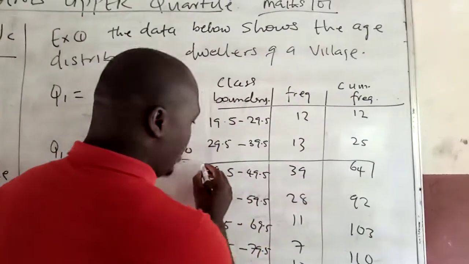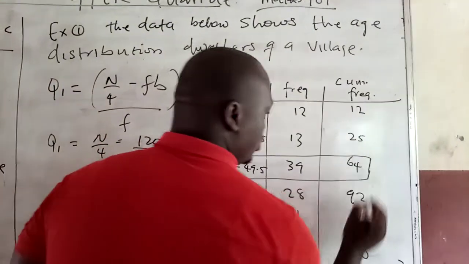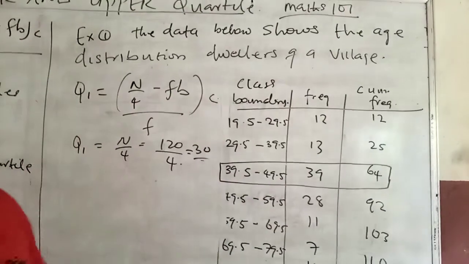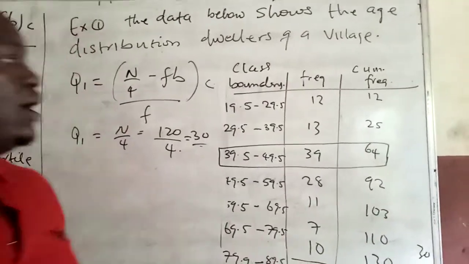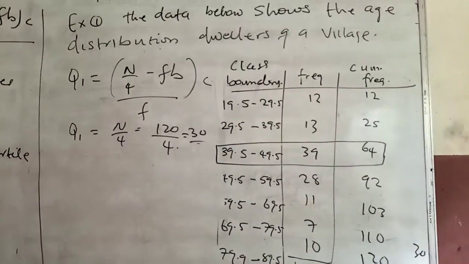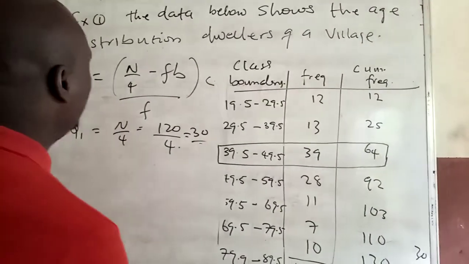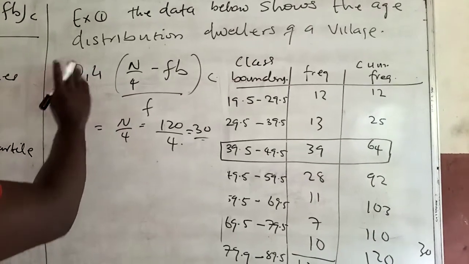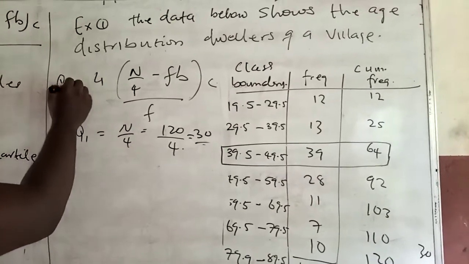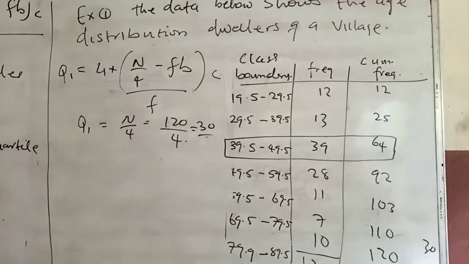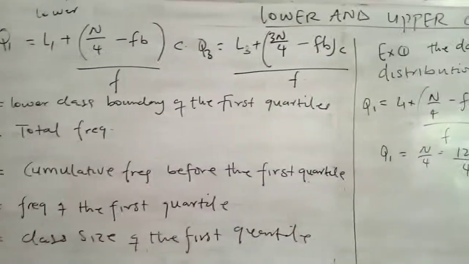Let me click. You know how we used to do it, right, guys? Good. This is the first quartile range, or the upper quartile or upper limit. Now, when you get this, life is easier. The next thing we are going to do is start bringing out our formulas together, right? Now, L1 is the lower class boundary of the first quartile.